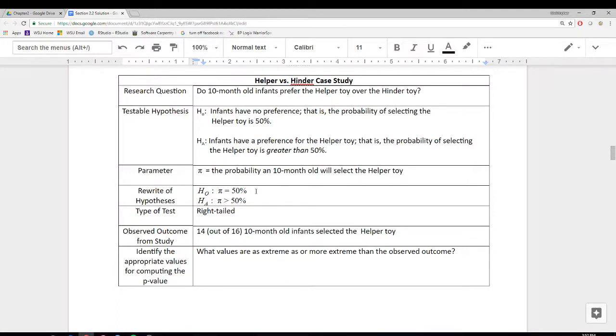The alternative hypothesis, again, aligns itself with the research question. The research question here is asking about preference towards the helper toy. So if that is the case, then that parameter value, the probability of a 10-month-old selecting the helper toy, we'd anticipate that to be greater than 50%. We'd expect that probability to be greater than a 50-50 scenario.